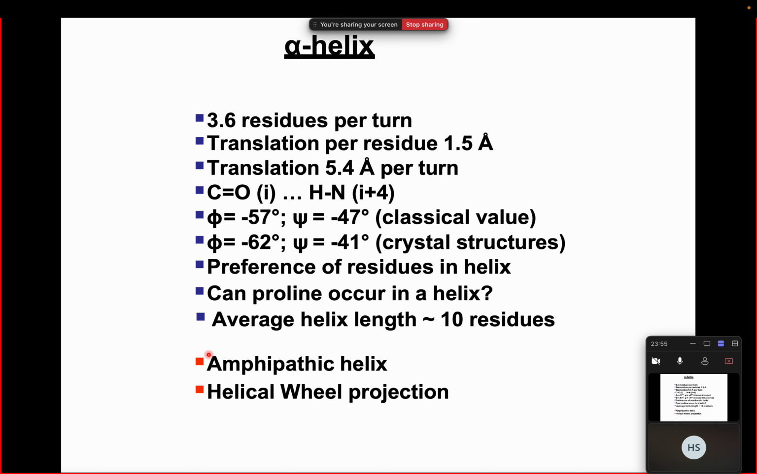If we talk about proline, proline is a rigid amino acid, so wherever proline is present, the helix will be a bit rigid. On average the helix length is not more than 10 residues, and helices are amphipathic in nature, as we have discussed for membrane proteins, specifically integral membrane proteins, right? So how can we say that they are amphipathic in nature?